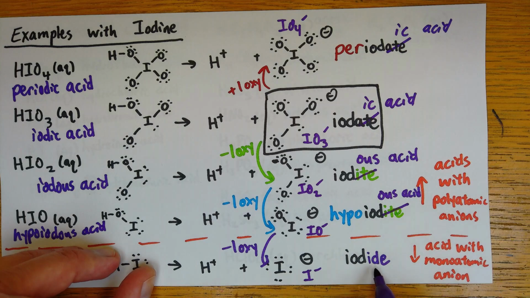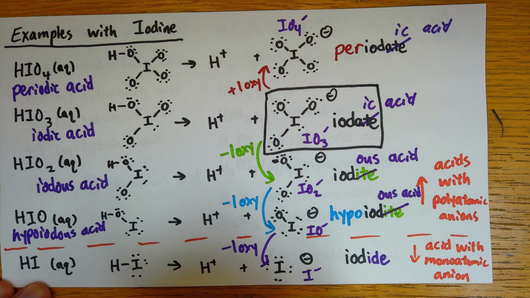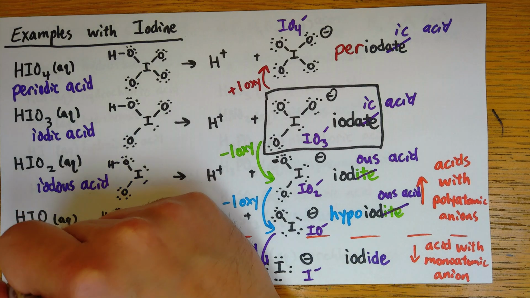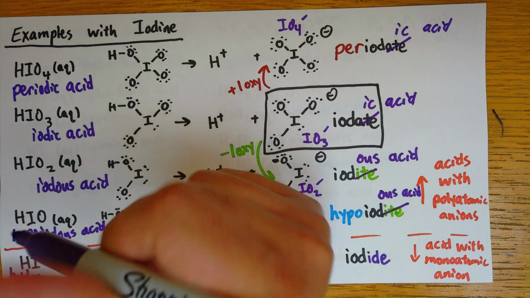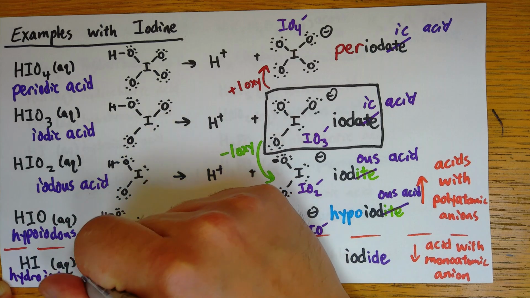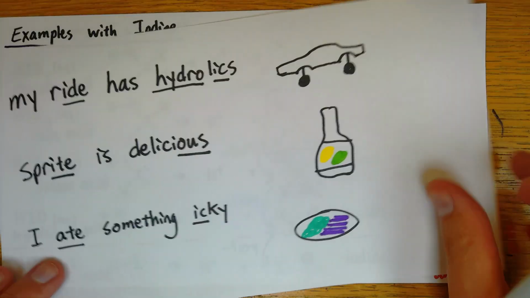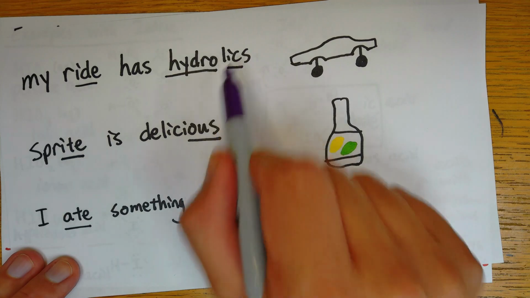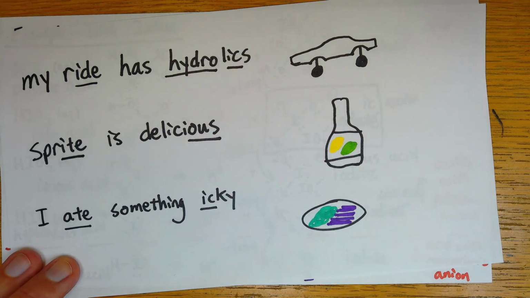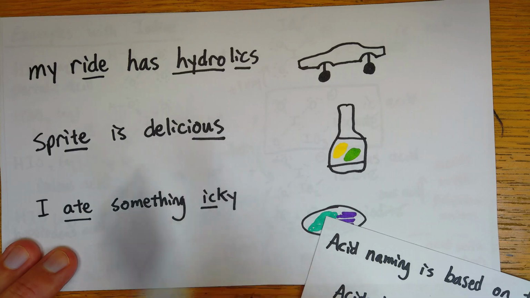It's ide, and if you have an ide in the back, you have to put a hydro in the front. This is the only time we add a prefix to the front, and this is hydroiodic acid. Don't put iodous acid because, again, the rule is if it ends in ide, you have to end it with ic.